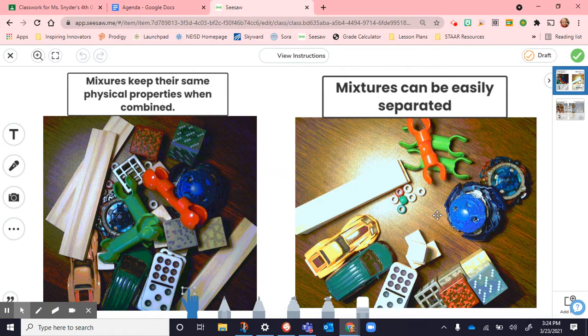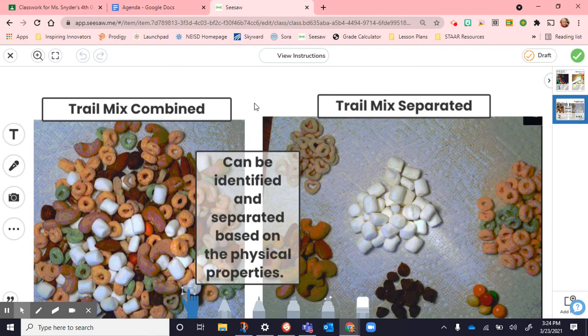So we talked about tools that would be appropriate to separate them. And on this one, it was just our hands. We were able to easily grab those and just separate them out. Every like thing was put together. Then we made our trail mix, and we were taking photos of all this to capture what we did. So make sure you take your photos. We had everything combined. So here it is combined, and then here it is separated.